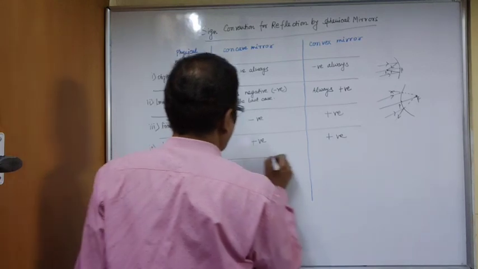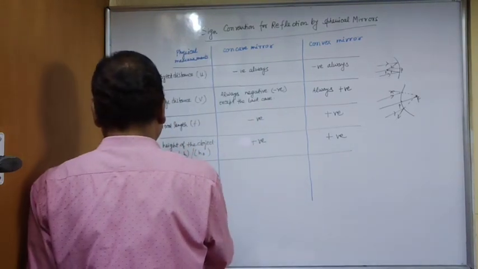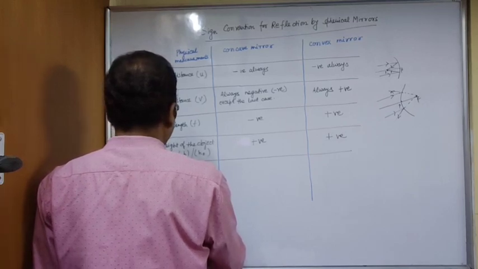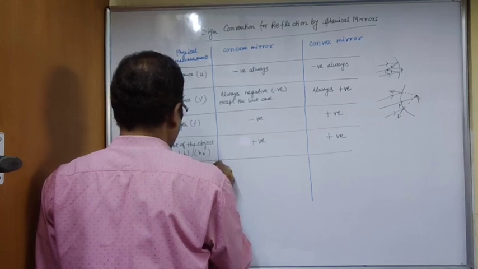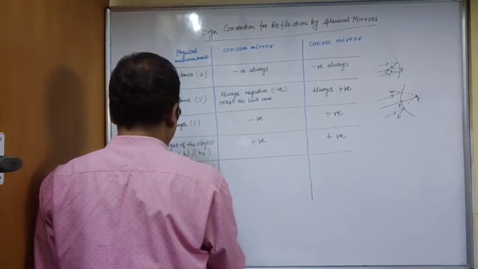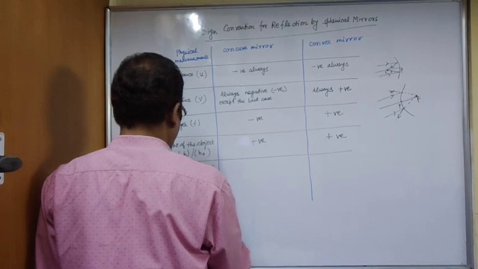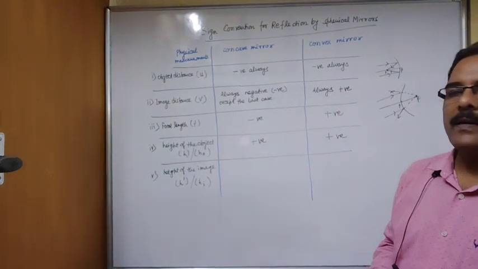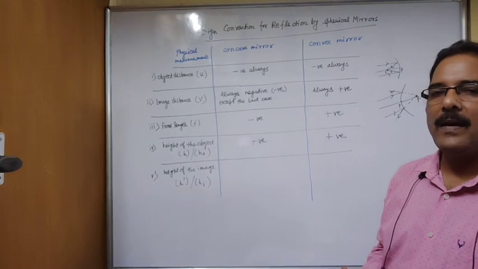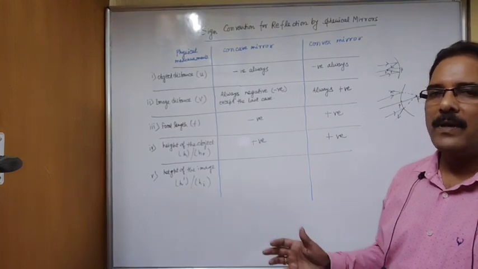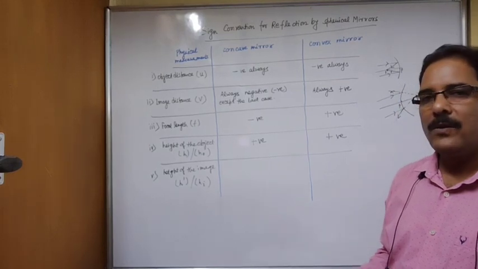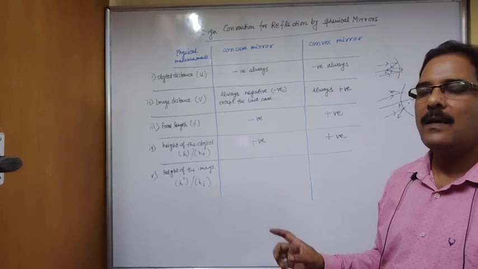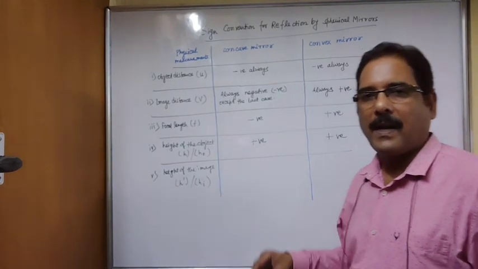And the next one is fifth one, the height of the image. It will be h dash or hi. So height of the image in case of concave mirror, again in first 5 cases we are getting a real inverted image, and real inverted images are below the principal axis, so negative. But in the last case, when the object is very close to it, we are getting virtual erect magnified image above the principal axis.